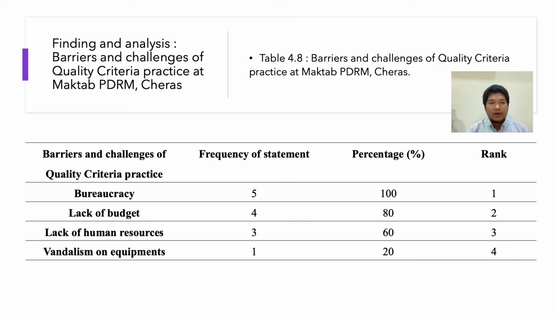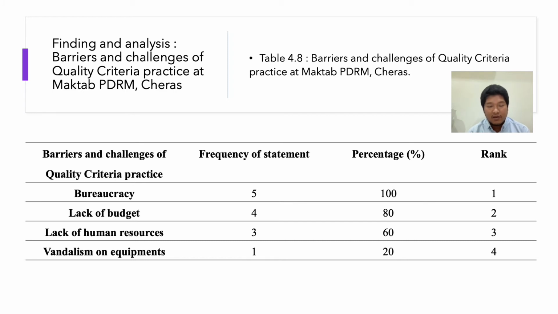So as for finding analysis, still in objective 1, during the interview session, I asked participants, are there any barriers and challenges of quality criteria practice at Maktab PDRM Cheras? So based on table 4.8 shown on the slide, of course there are some barriers, there are some challenges. It's not easy, but most participants stated that bureaucracy came top. Number one, the reason why it is quite tough to implement quality criteria practice: bureaucracy from management, from head of department, as such. Second is lack of budget. The third one is lack of human resource, and the last one is vandalism on equipment.